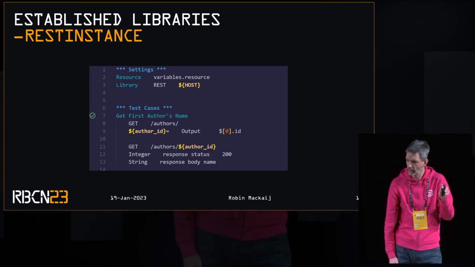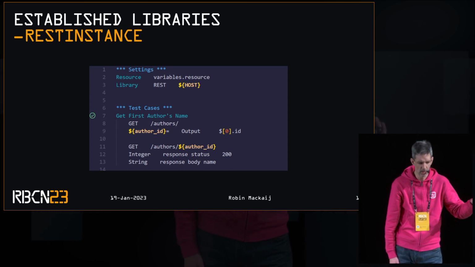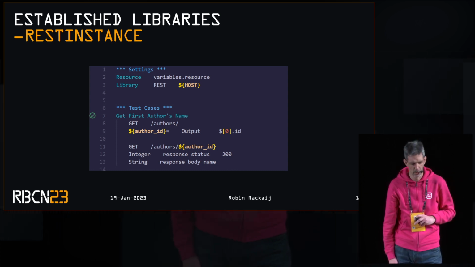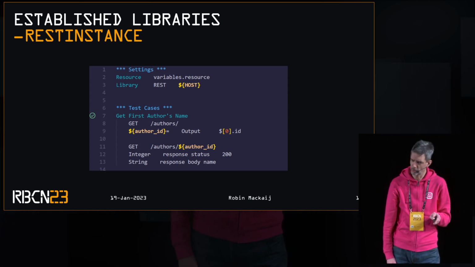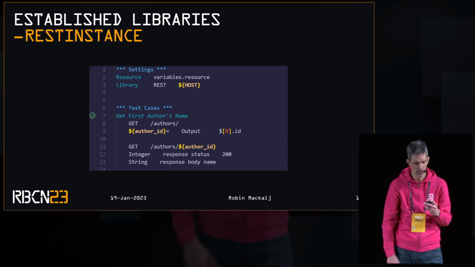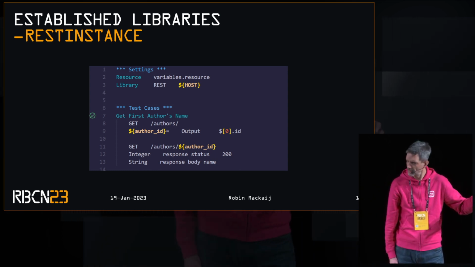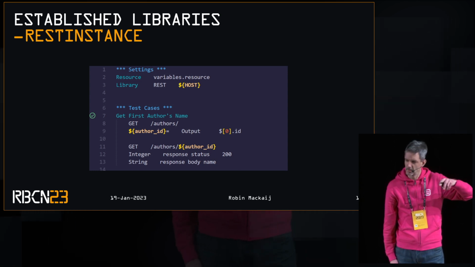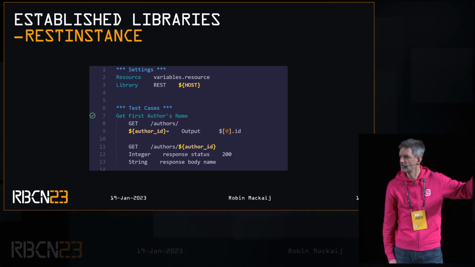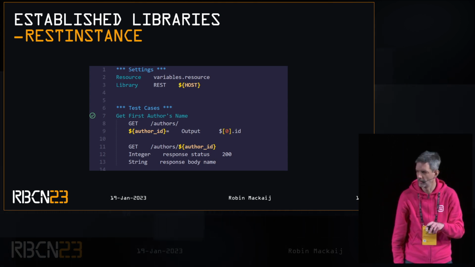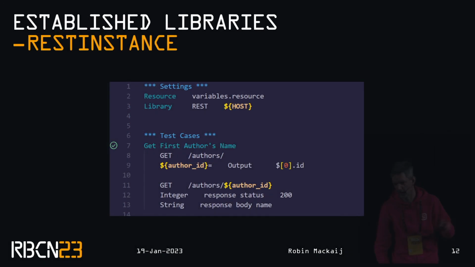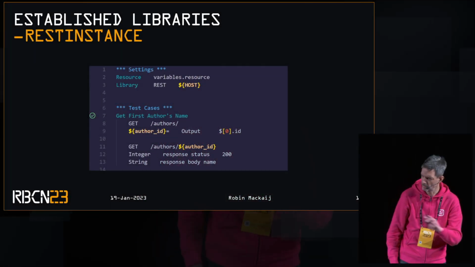Then you can say, okay, from the output, get the first element of that, we know it's a list, and get its ID, and assign that to a variable. And then do the get, and then say, in the response, for the status that's in there, check that it's an integer and its value is 200. Response body name, I want that to be a string. I'm not interested in the specific name that will break when you change your test data, but just that it must be a string.